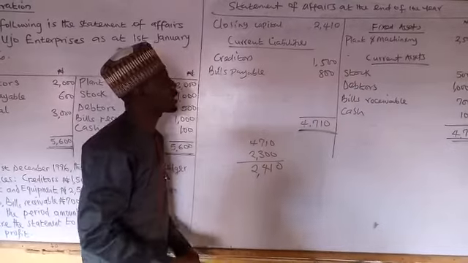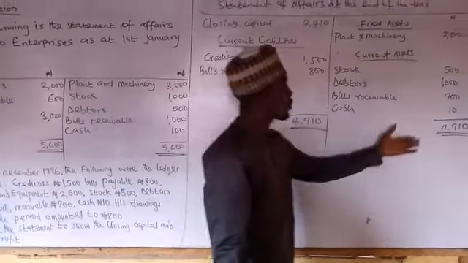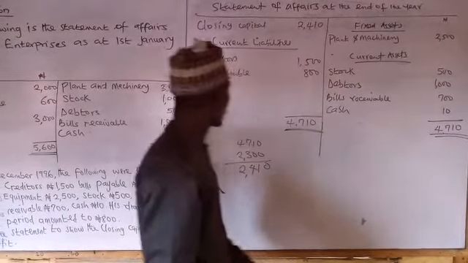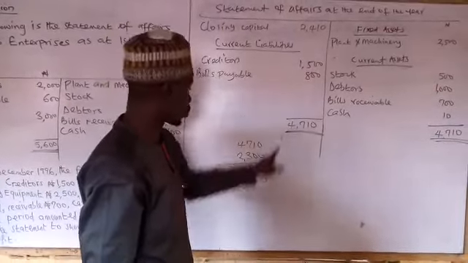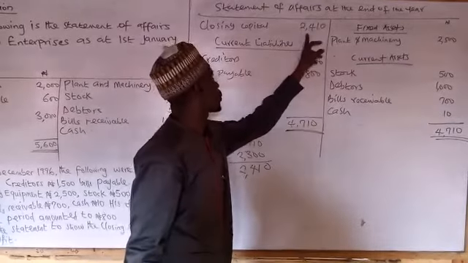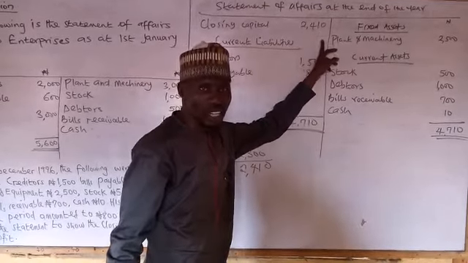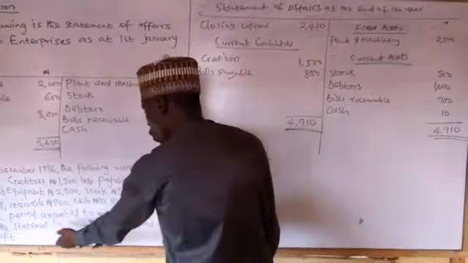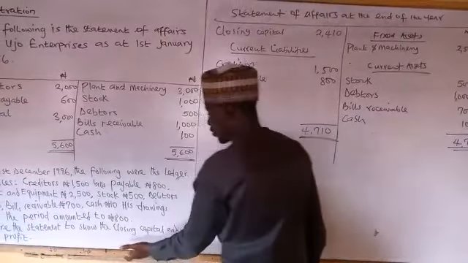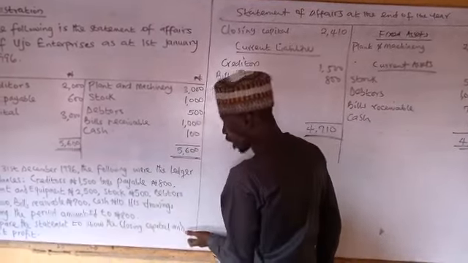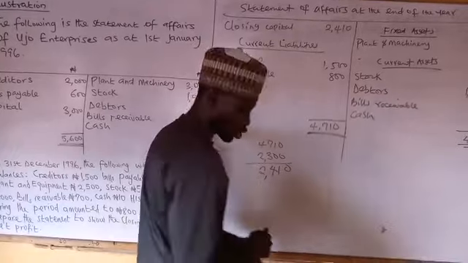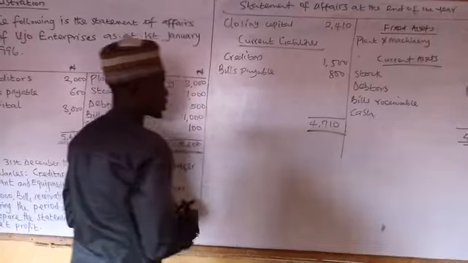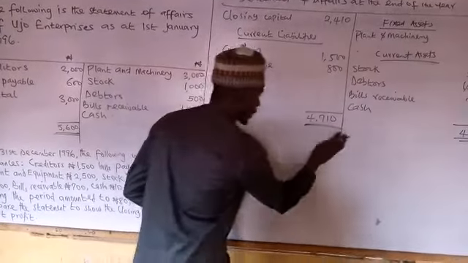We arrive at that by taking the total figure of our assets, which is 4,710, away from our total current liabilities of 2,300, and we arrive at a closing capital of 2,410 naira. We have been able to answer the first question that said we need to maintain the statement of affairs to show the closing capital and net profit. Now, how do we go about determining our net profit?